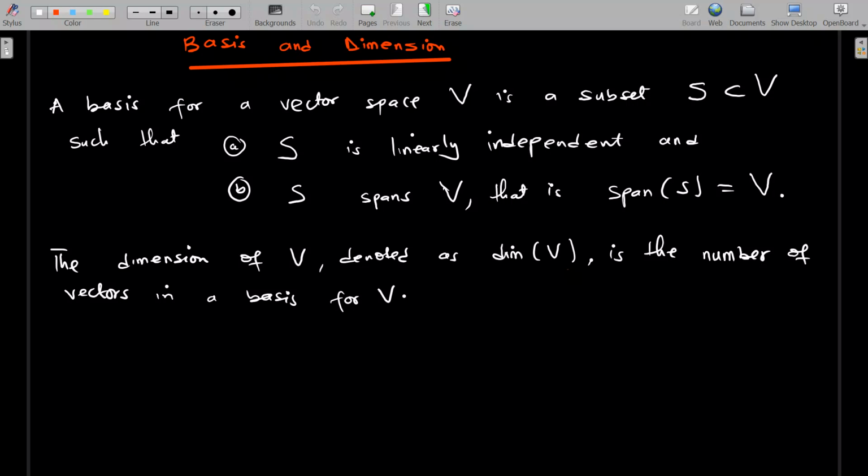So the basis for a vector space V is a subset of the vector space such that, first, the set you are calling a basis is linearly independent. So S here is linearly independent, and then S spans V, that is, the span of this set gives you the entire vector space. The dimension, on the other hand, written as dim of V, is the number of vectors in your basis. Okay, so if I have 4 vectors in my basis set, then that is the dimension of the vector space.